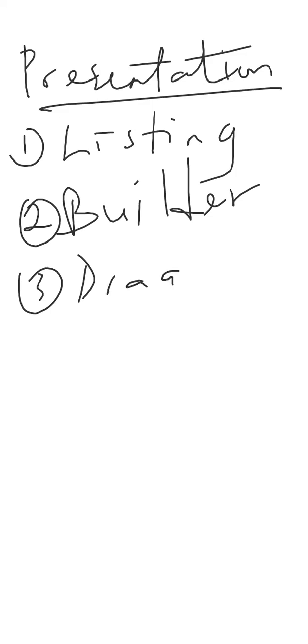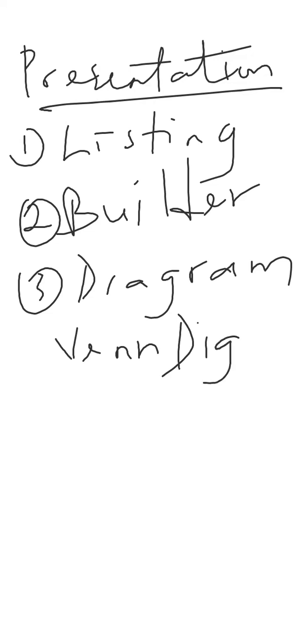The diagram has a particular name. It is called the Venn diagram. Venn is the name of the man that invented the diagrammatic aspect of set theory. The man is called John Venn, so we decided to honor him with the diagram being named after him. Don't mind my writing, please, just follow the explanation and you'll be able to get everything properly. So I said the listing form, the builder form, and the Venn diagram form, which is the diagram aspect.